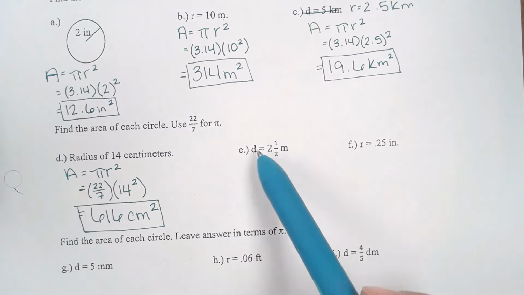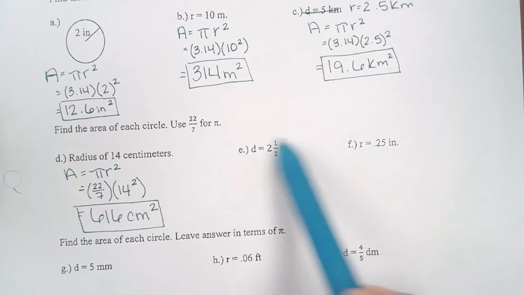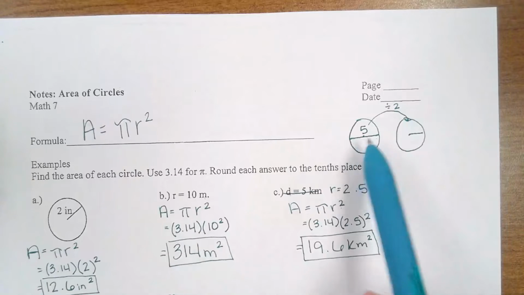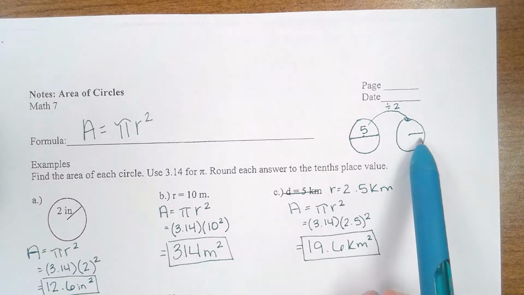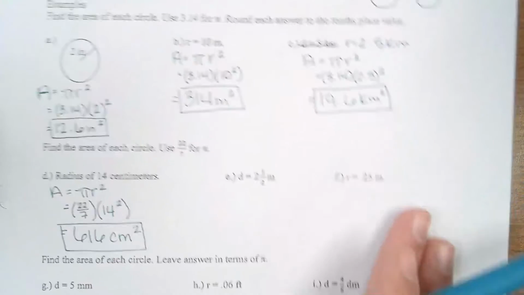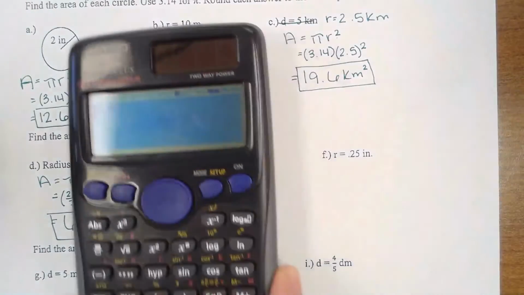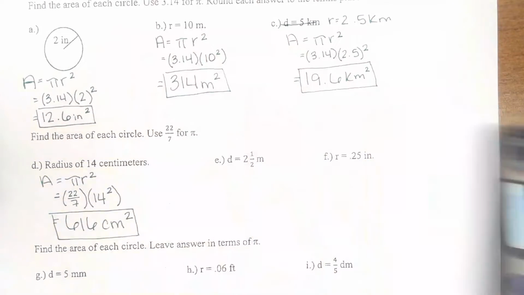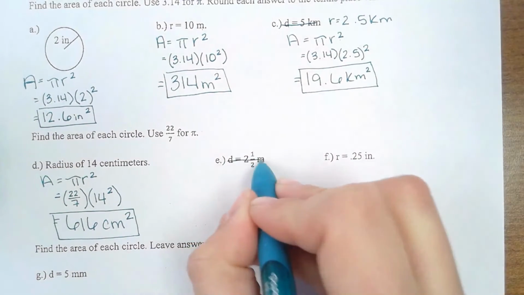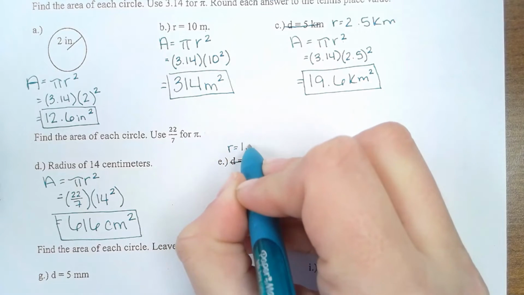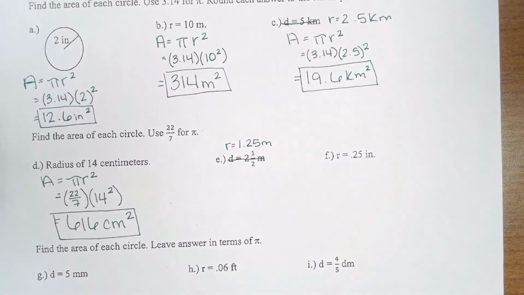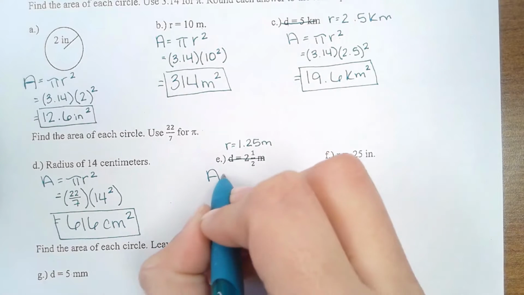All right, look at the next one. So now they tell us diameter is 2.5. So we don't want diameter, remember, we want radius. So if they give us the line that goes all the way through and we want to get the radius, just take that number divided by 2. So 2.5 divided by 2 would give us 1.25. So radius equals 1.25 meters. And now I can use my formula and start substituting my numbers in.